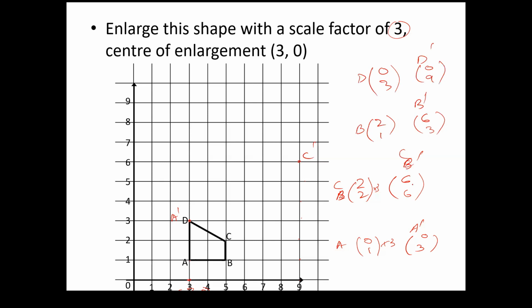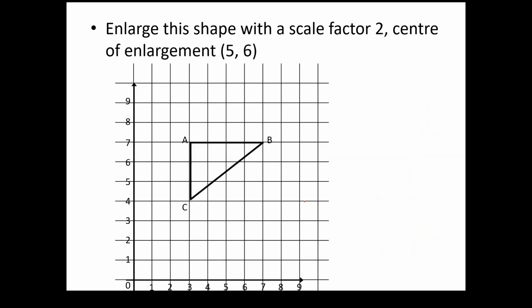Now look, we are going to move all these points here. Do 6 and 3. So here it is 1, 2, 3, 4, 5, 6, 1, 2 and 3. This one is B dash. And D dash will be 0 and 9. From here 0, 1, 2, 3, 4, 5, 6, 7, 8 and 9. Right? This is D dash. Now we are going to join all these points and we get the shape A dash, B dash, C dash and D dash, which is the enlarged figure of the scale factor 3 from the center 3 and 0.